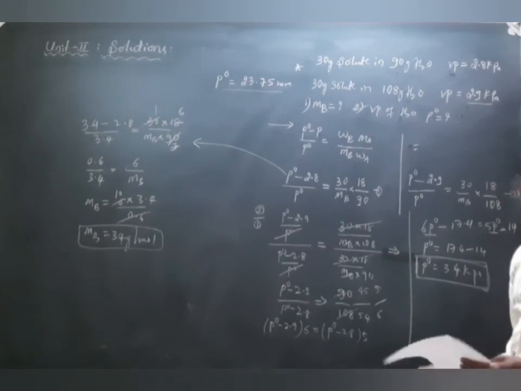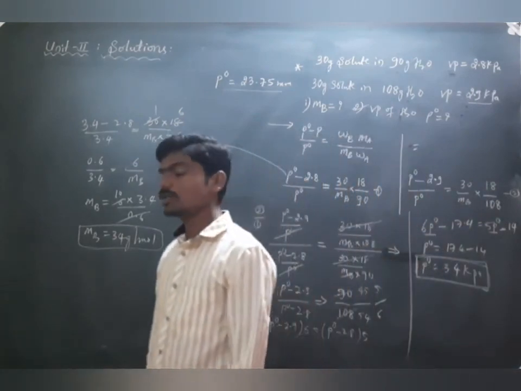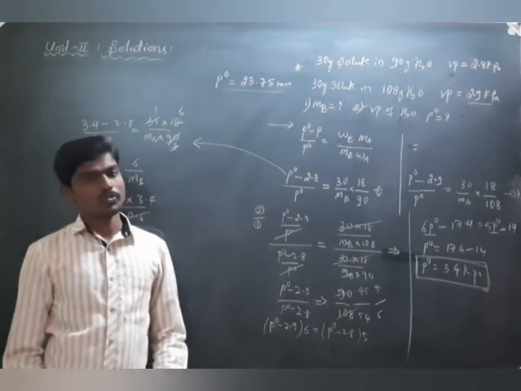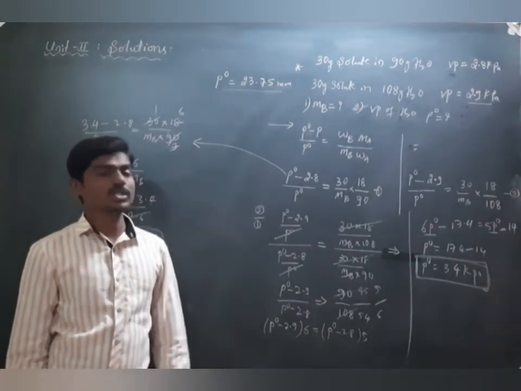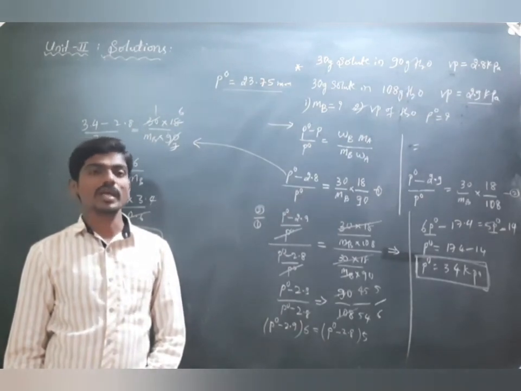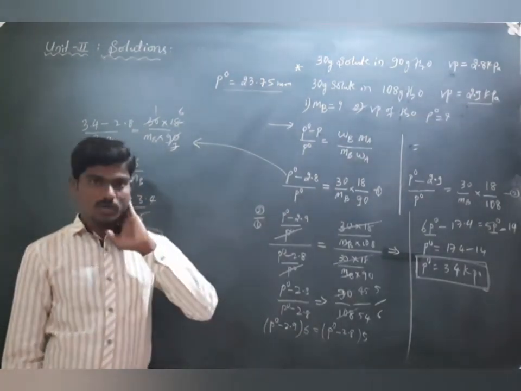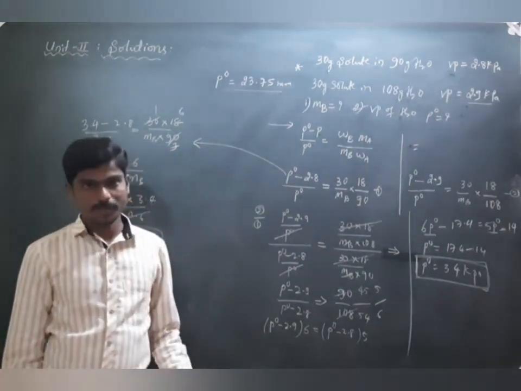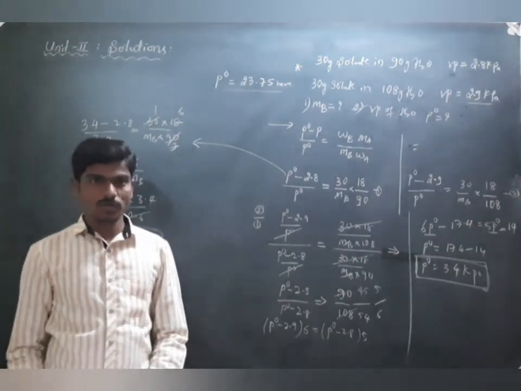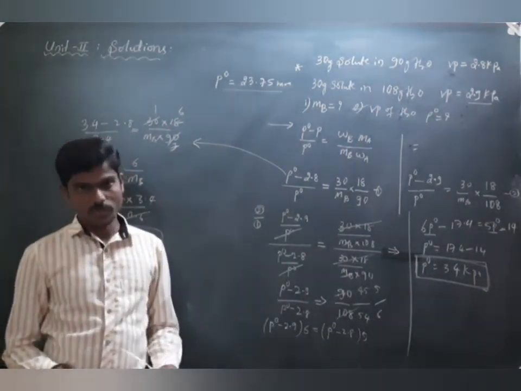Next, remaining questions. There are 10 remaining questions on RLVP, relative lowering in vapor pressure. Let's solve those problems on RLVP. In the next class, we'll move to the second colligative property, that is elevation in boiling point. Is the concept clear now? Once you solve the remaining problems, do more practice. If you have any doubts, just post them in the WhatsApp group. I will give you the solutions.